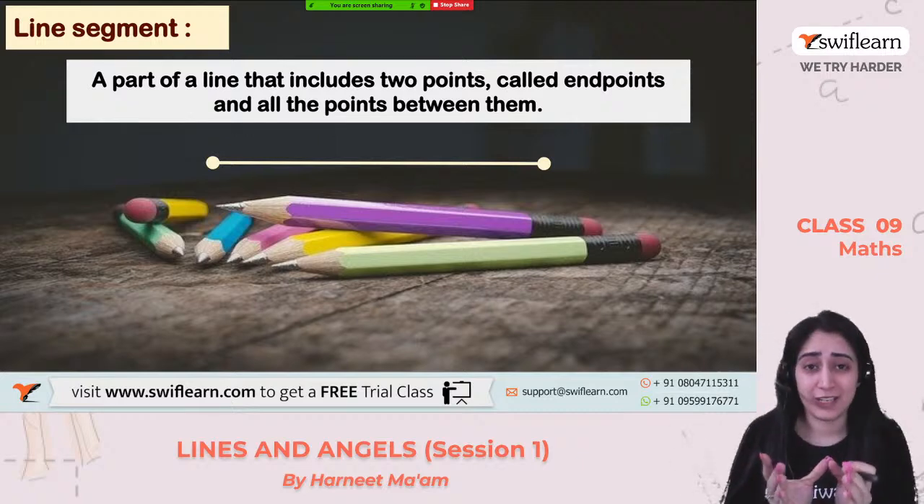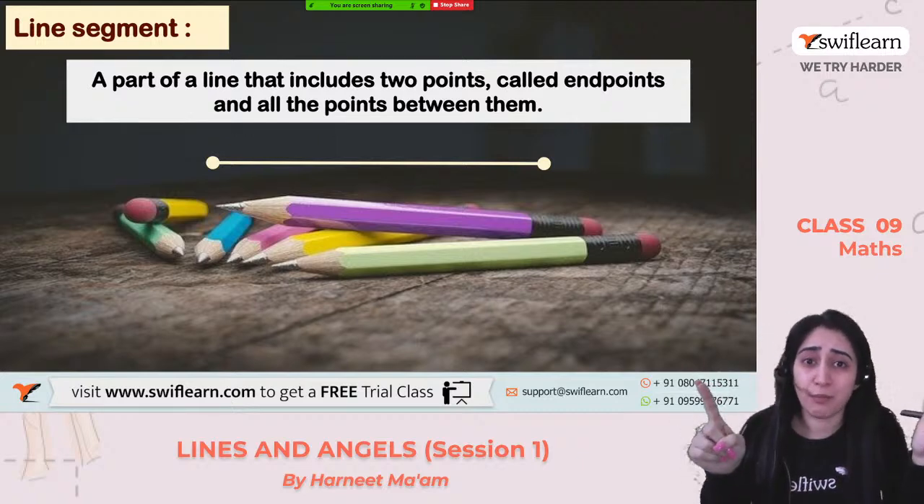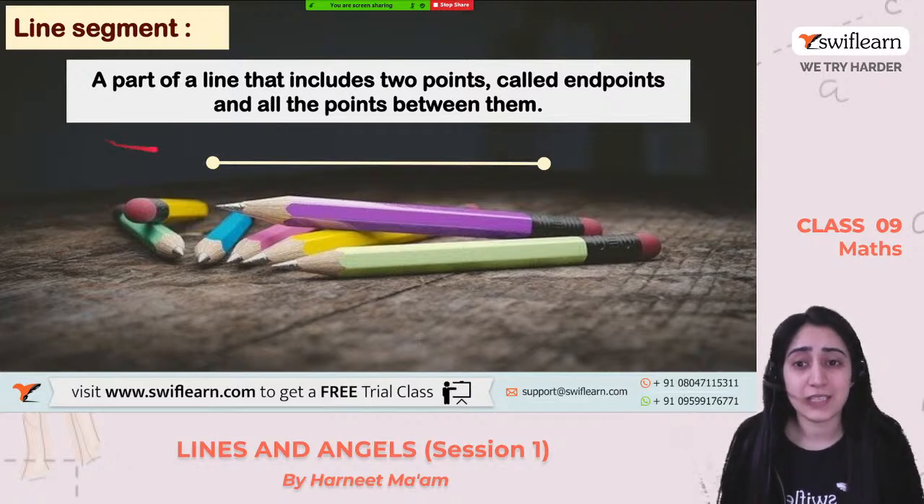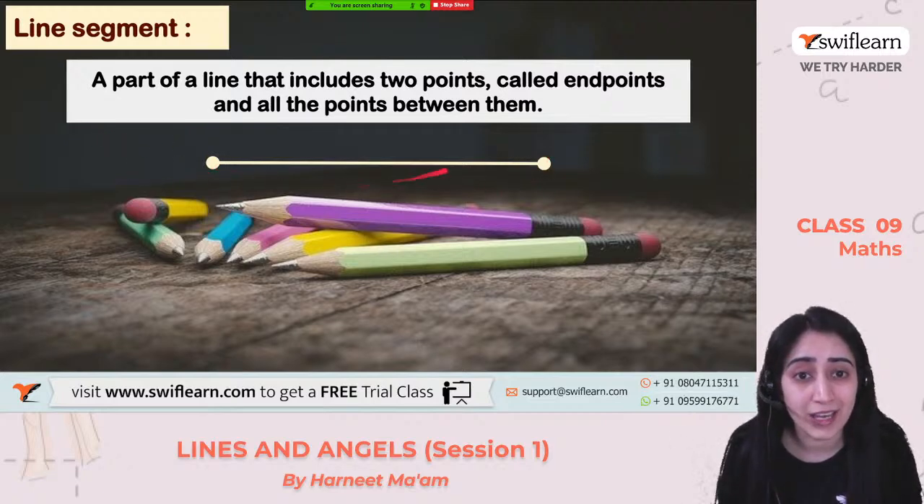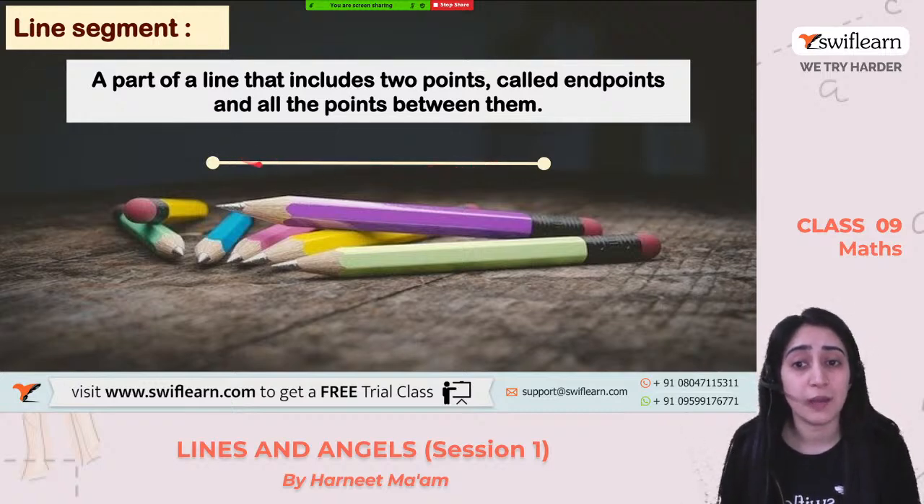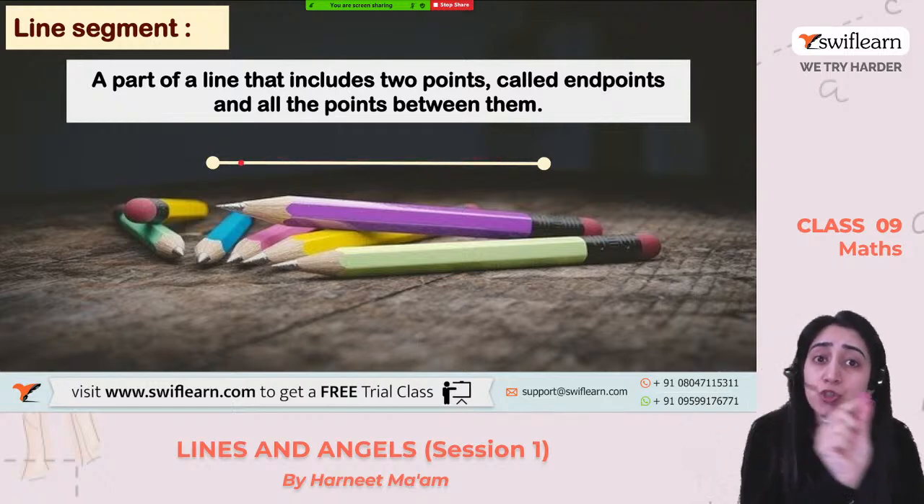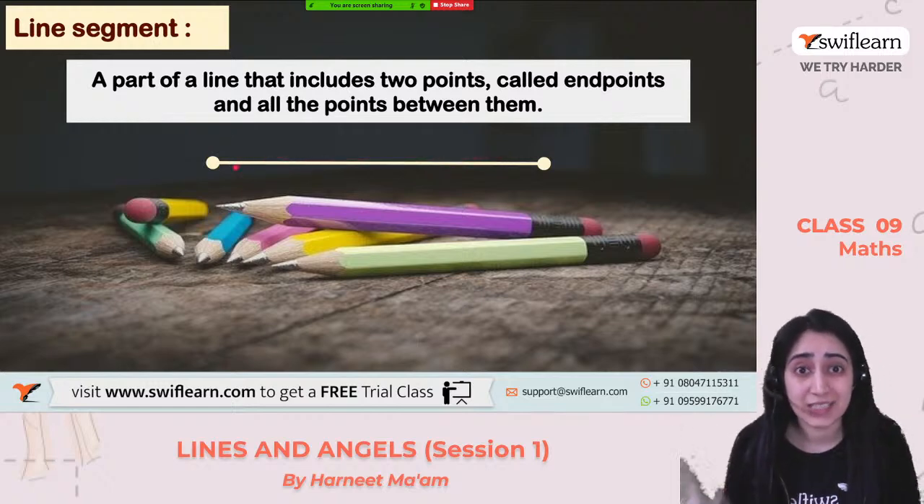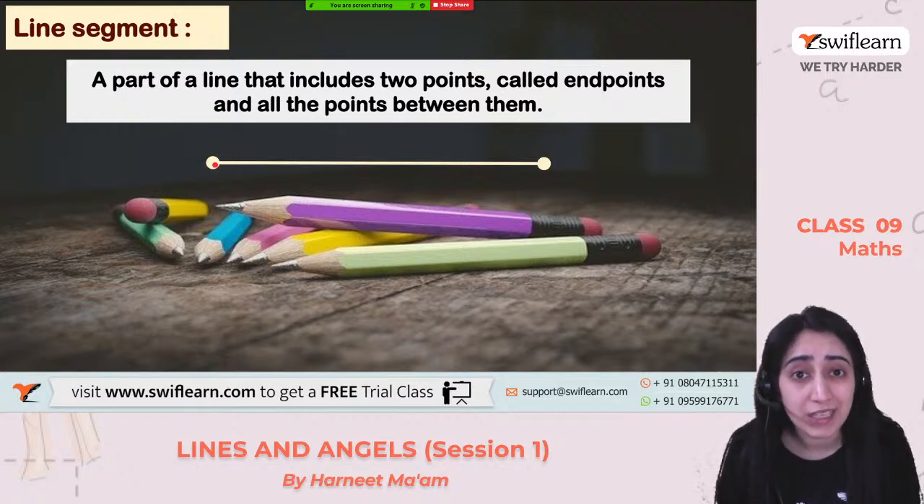A part of a line that includes 2 points as an end point. So this is an end point. In this case, you see this is an end point of this line. So this is the end point and all the points are between them. So there are multiple points that are joined together to form this line segment. What do we call this line segment?